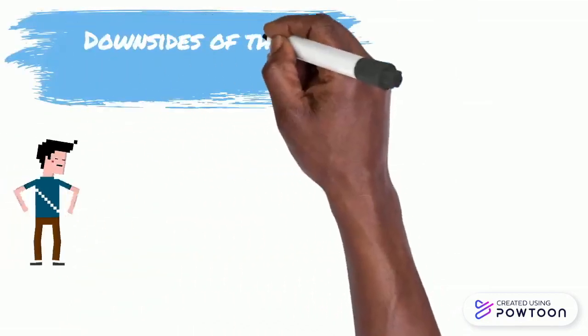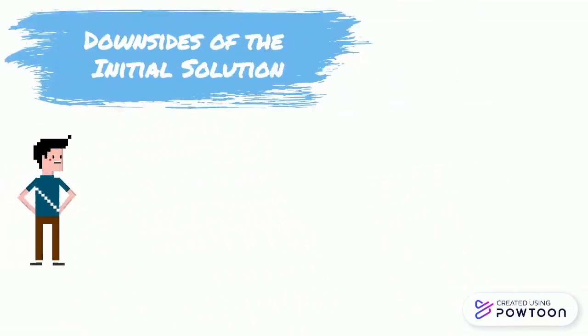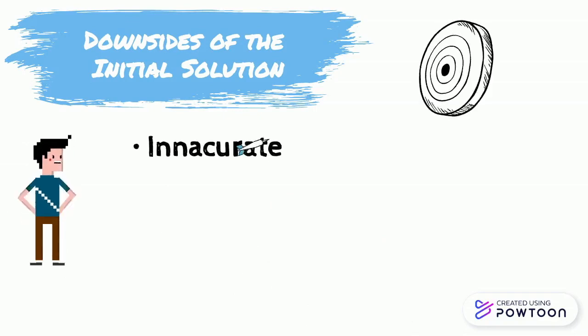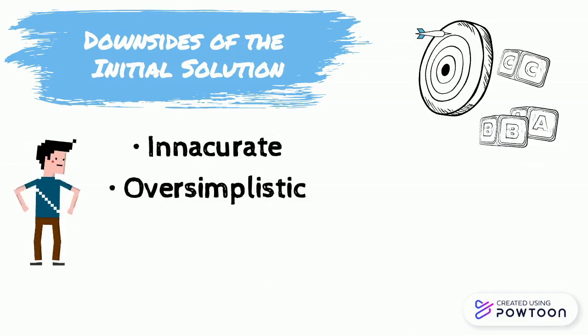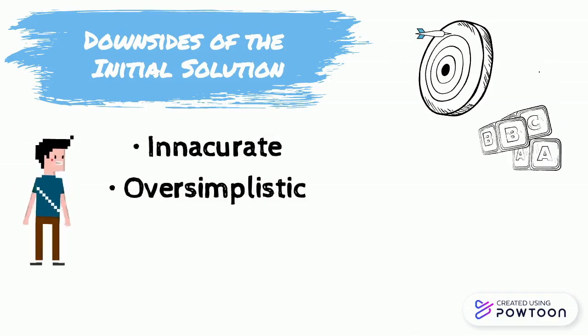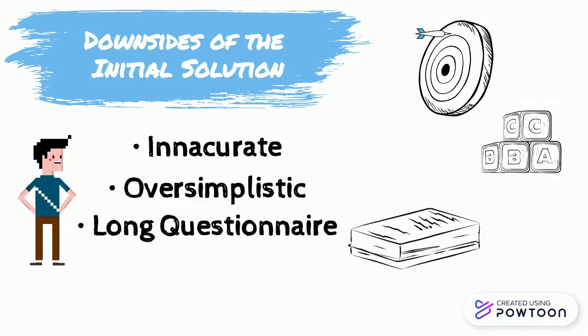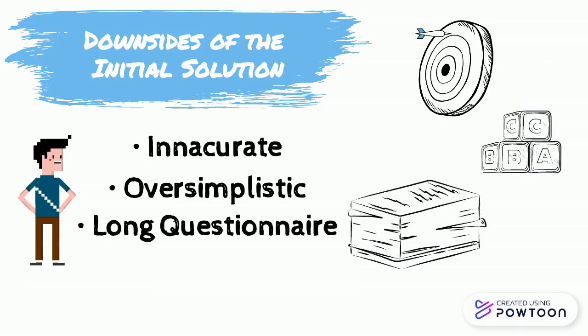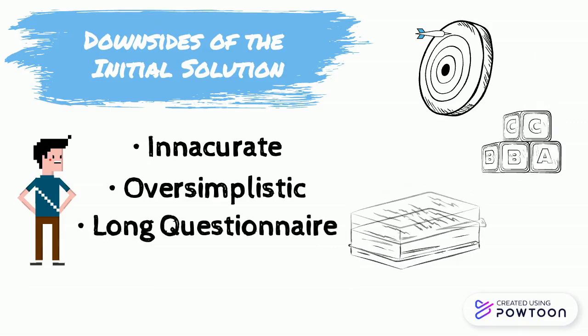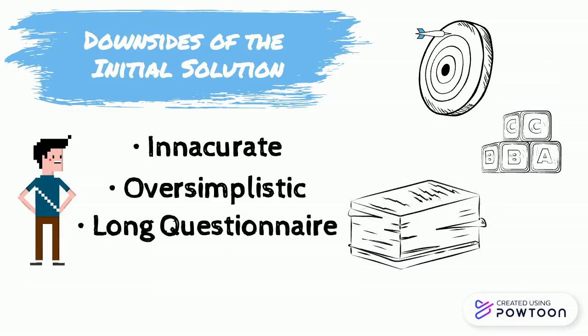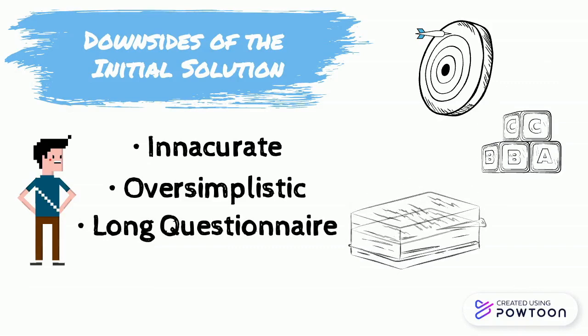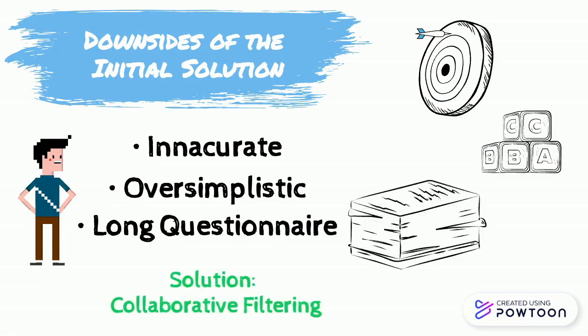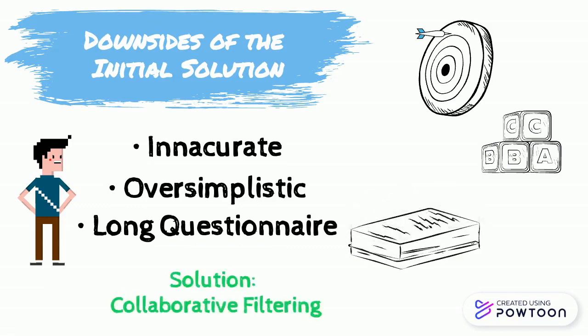The downside of this solution comes from the fact that this form of collecting data and estimating recommendations are quite inaccurate and oversimplistic. Also, people will rush through the questions because of its length or answer inaccurately. For example, I never knew I would like Disney's fairy tales until I watched Frozen myself. Thankfully, Netflix now has a more accurate method of suggesting recommendations called collaborative filtering.